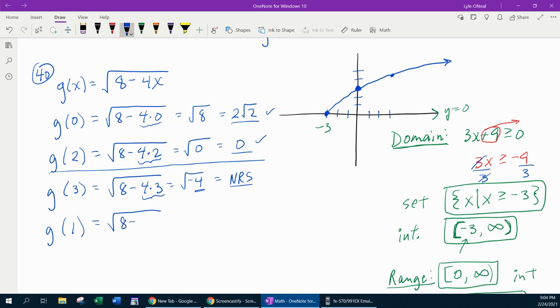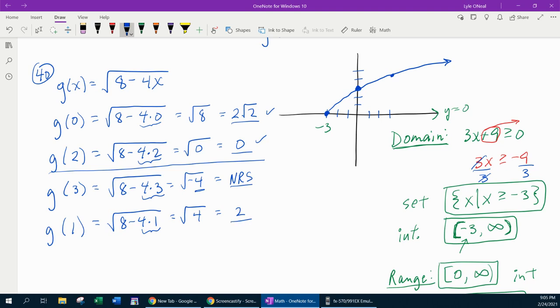Here we go. 8 minus 4 times 1. 4 times 1 is 4. 8 minus 4 is 4. Hey, and that square roots nicely. So that's going to give us a 2.